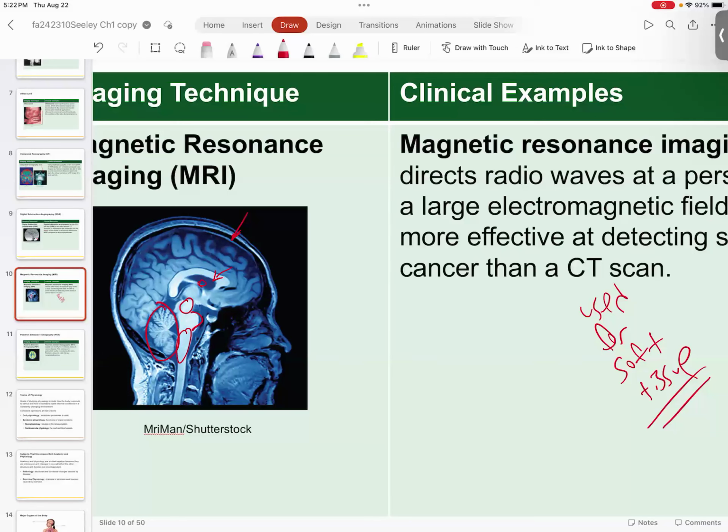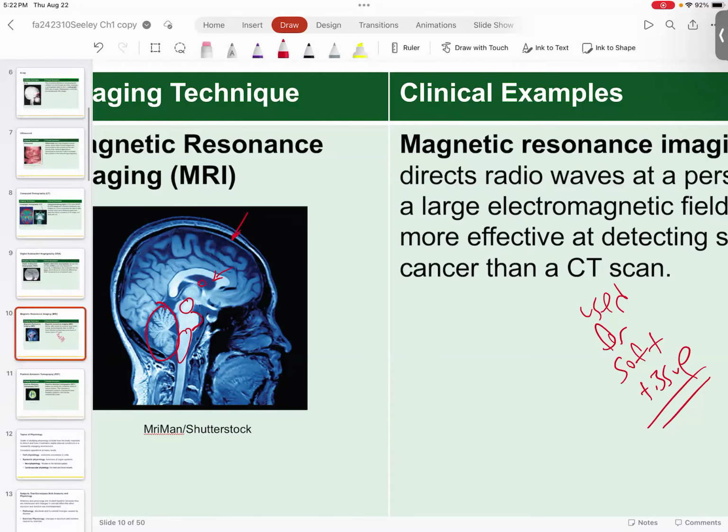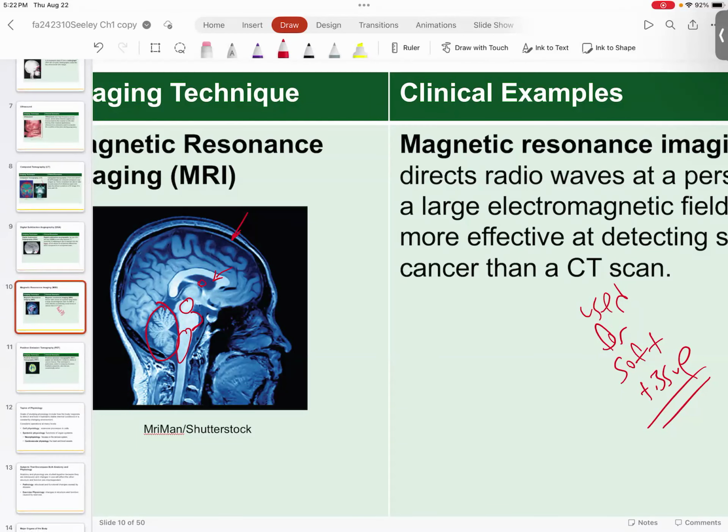So MRIs are clearly one of the favorite techniques in medicine right now, along with ultrasound. I'd say between the two of those, you're probably talking about a good chunk of the diagnostic testing in a lot of medical fields.